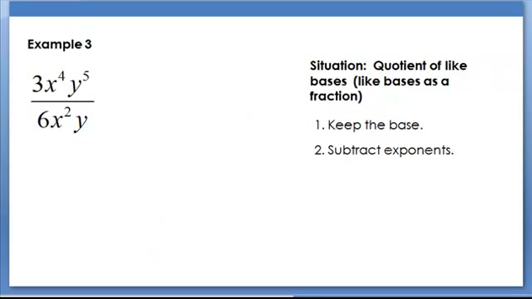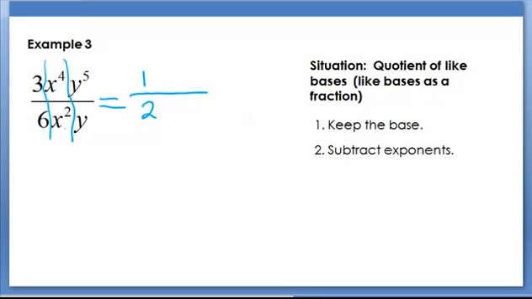Example 3 looks like a much more difficult problem, but it is really just 3 small problems put together. We have numbers, we have x's, and we have y's. For your numbers, you will just reduce like a normal fraction. These have a common factor of 3, so we can divide by 3. 3 into 3 goes 1 time, and 3 into 6 will go 2 times.